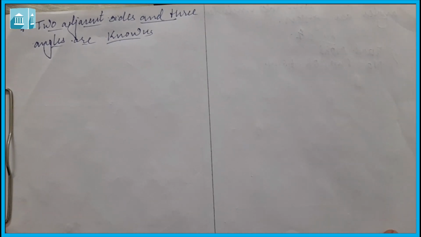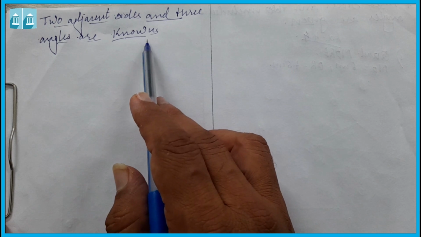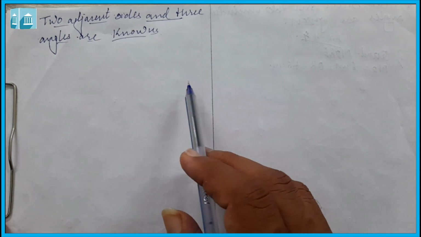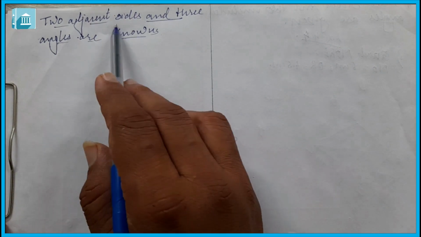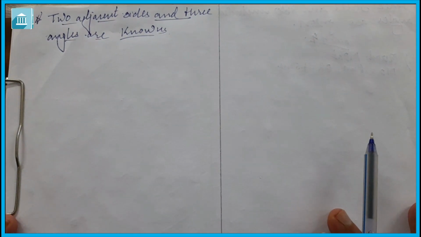Pranam dear student, in the last session we learned to construct a quadrilateral when four sides and a diagonal are given, and when two diagonals and three sides are given. Now in this session we are going to construct a quadrilateral when two adjacent sides and three angles are known.